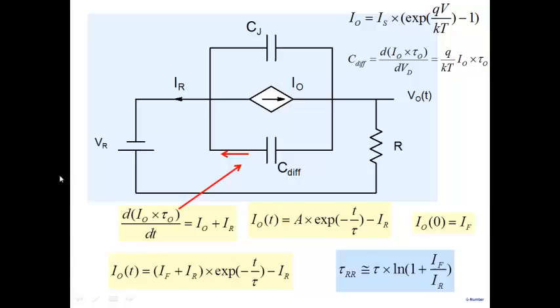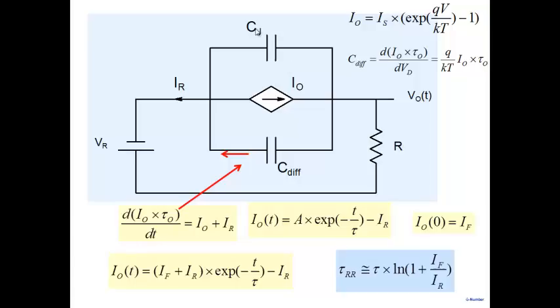How do I calculate the forward current? Well, if this was VF, the voltage drop was 0.7. VF minus 0.7 divided by R gives you the forward current. So you can calculate IF, you can calculate IR, and you know tau. This should be tau 0. Everywhere I should have put tau 0 here, and we can get an estimate for tau RR. Okay, so this is what our model is telling us about how a diode is switching off.